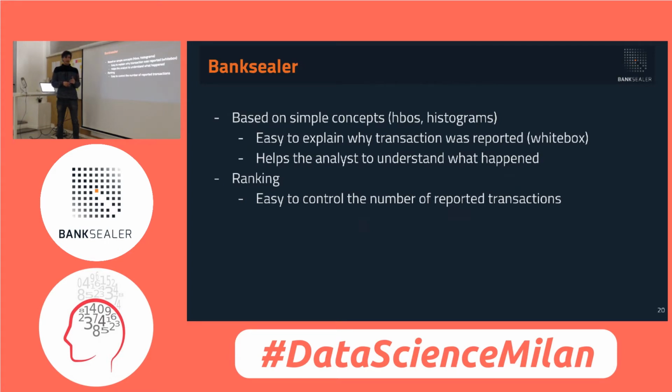The second thing is ranking. This is pretty important because the main problem banks have with current systems is false positives. When you have a system that shows you too many transactions and you don't know how to filter them, our transactions are ranked. So if you're not able to check all of them, you know that the first transaction is the most risky one. You just go from top to bottom and you find everything you need. So it's easier to control the number of transactions you need to watch in a day, let's say.